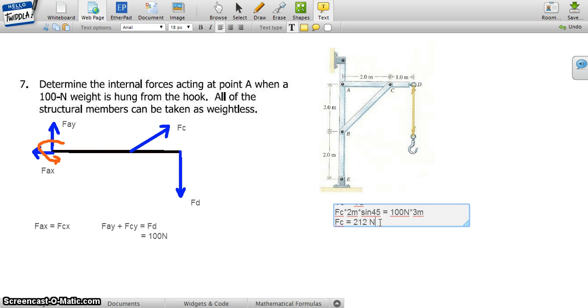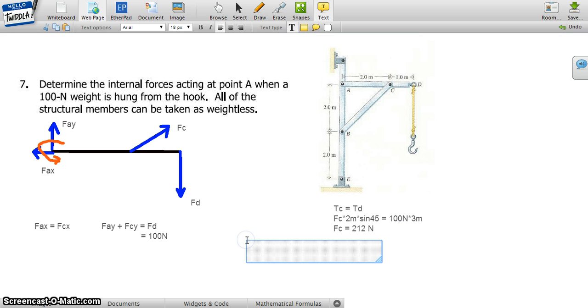Now that's not really what I'm trying to find, though. I'm trying to find FAX and FAY. So I'm going to have to come back over here and use these equations. So I've got FAX, which is going to be equal to the 212 newtons times the cosine of 45 degrees. And when I solve this, I get 150 newtons.